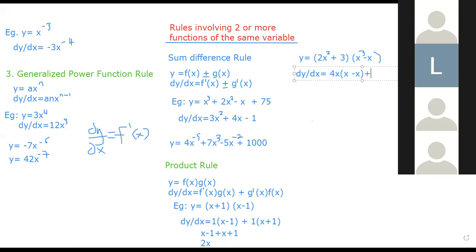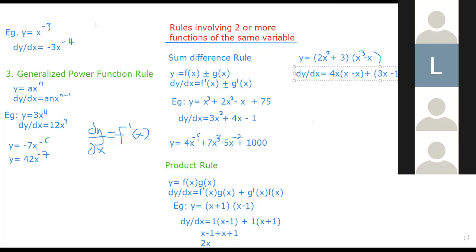Then plus, differentiate the second function. What do we get? 3x squared minus 1. So maintain the first function, which is 2x squared plus 3. Don't let it becoming plenty confuse you. Just follow the principle and you'll be okay.